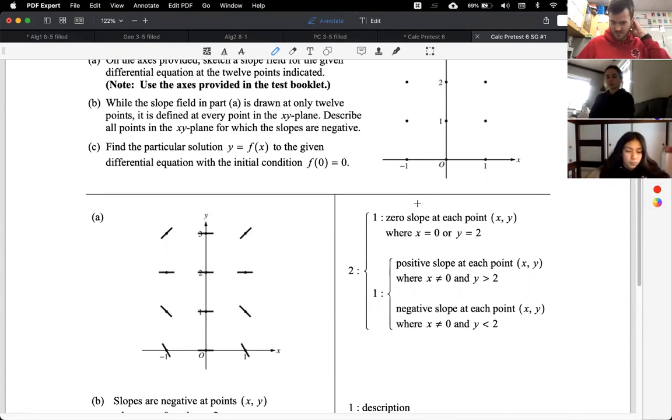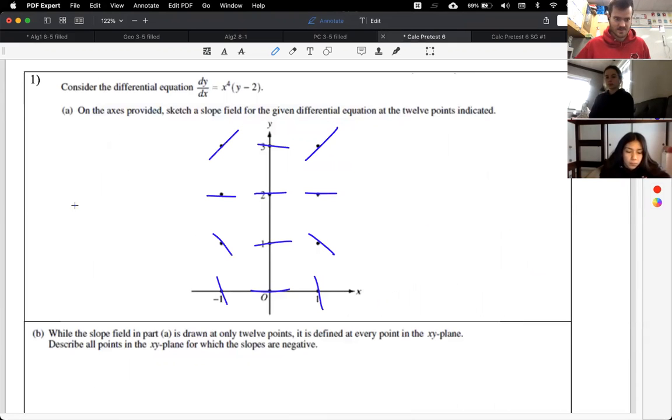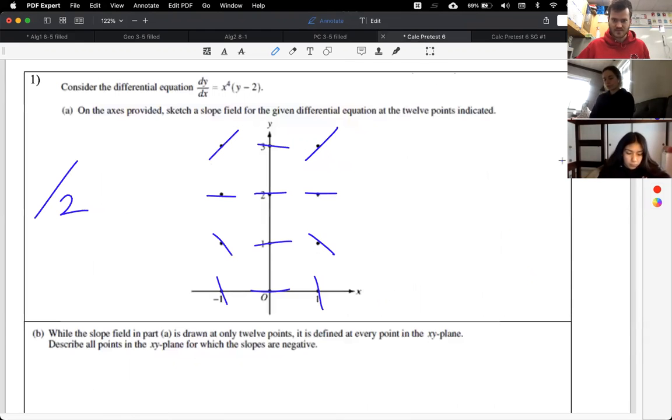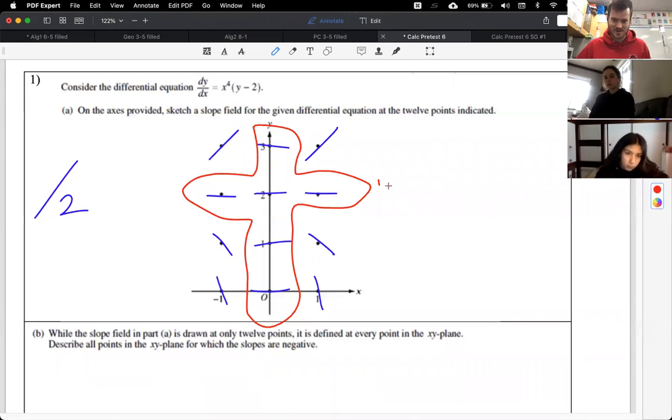So this is how they score it. You get out of 2 points. So on yours, you can say out of 2. It's important to know how this is graded so you can get familiar with this. So 1 point for the 0 slopes, 1 point for the positive and negative slopes. So I guess the way that you could say that is this shape of slopes right here, all the 0 slopes, that is a cross shape, +1, and then everything else is +1.